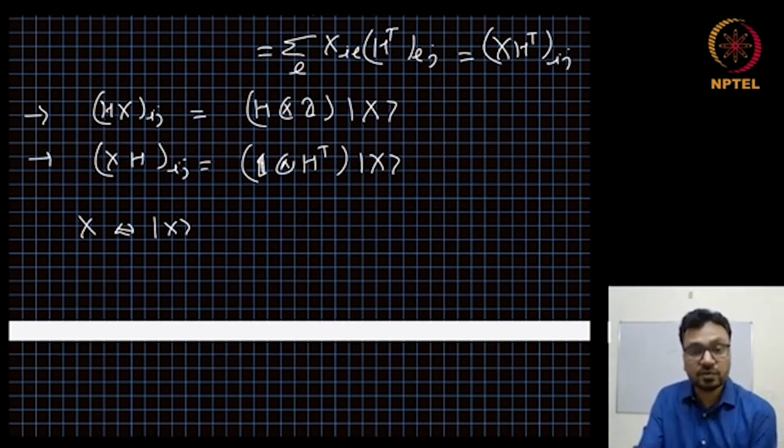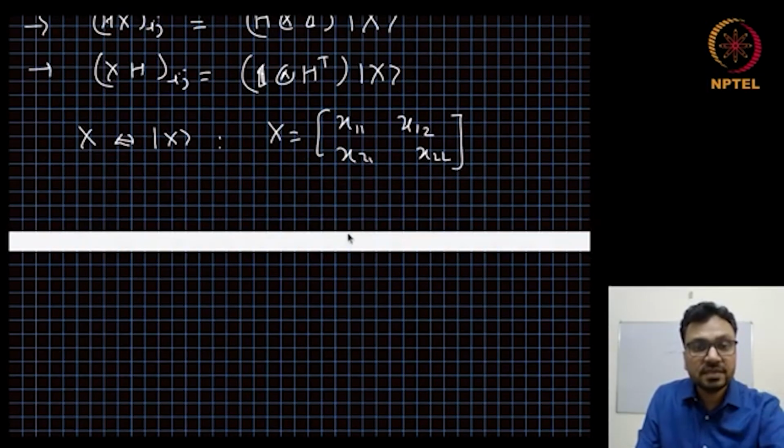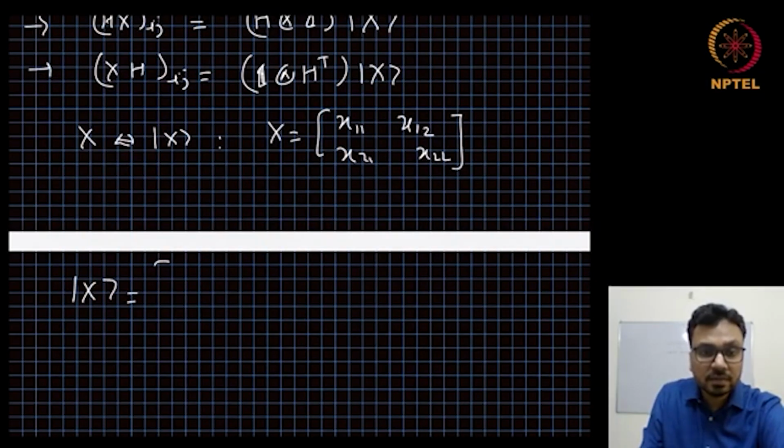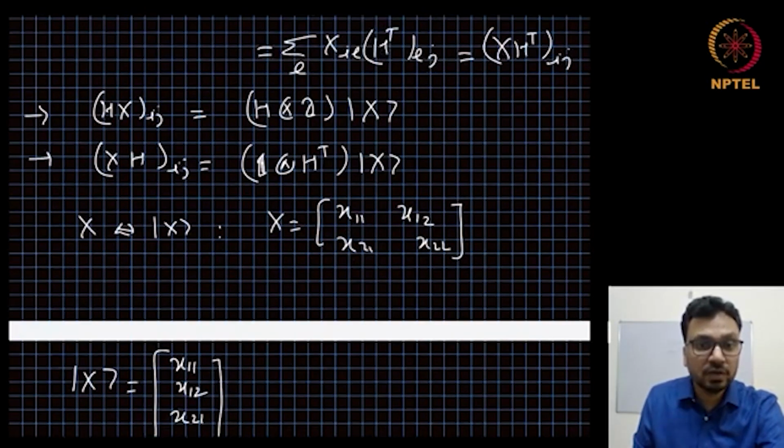where the relation between the matrix X and the vector X is as follows: if we have, let us say, X to be x11, x12, x21, x22, just a 2 by 2 matrix, then the vector X will be x11, x12, x21, x22. This is what we have been calling the unfolding of the matrix. So we can relate a matrix with a vector. This is the same vector.